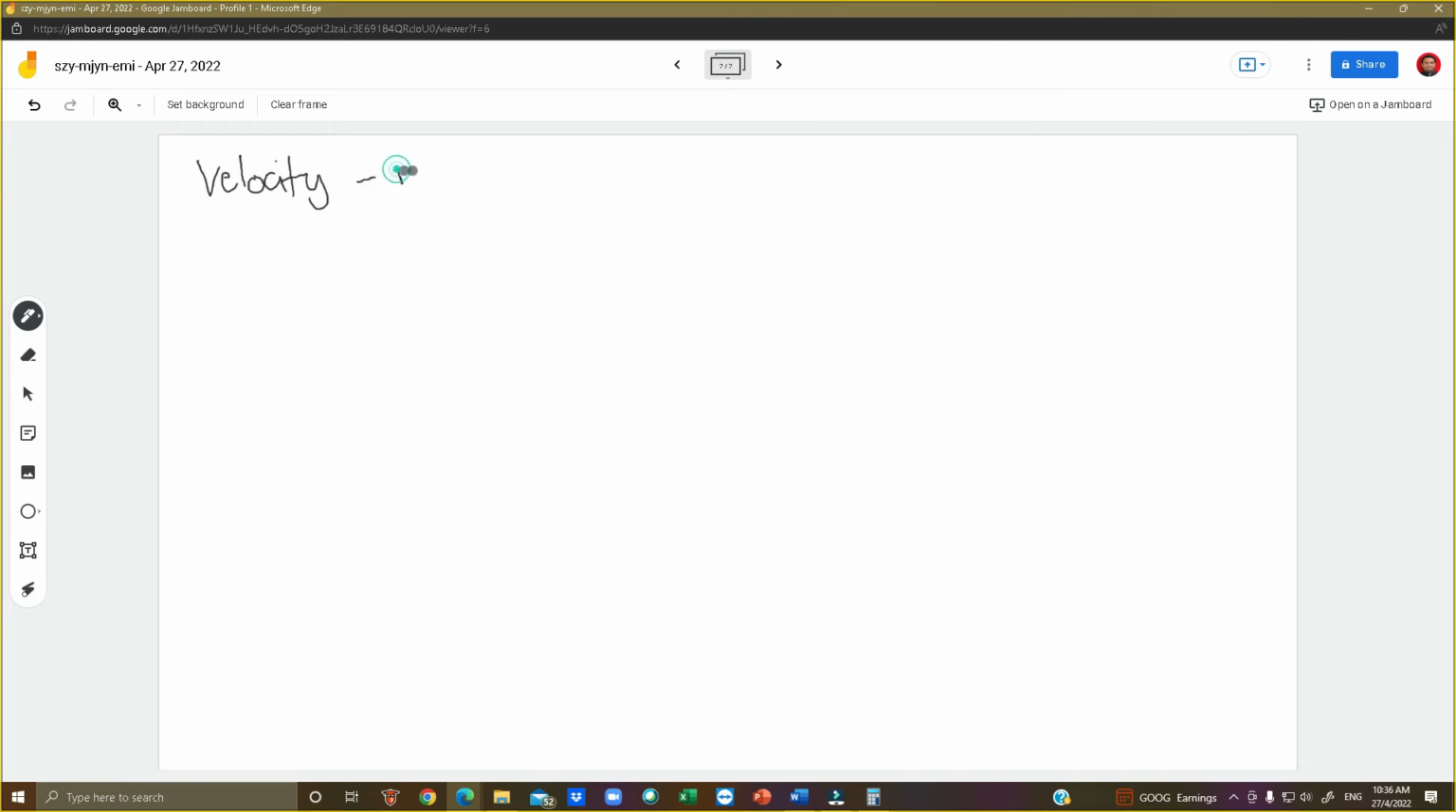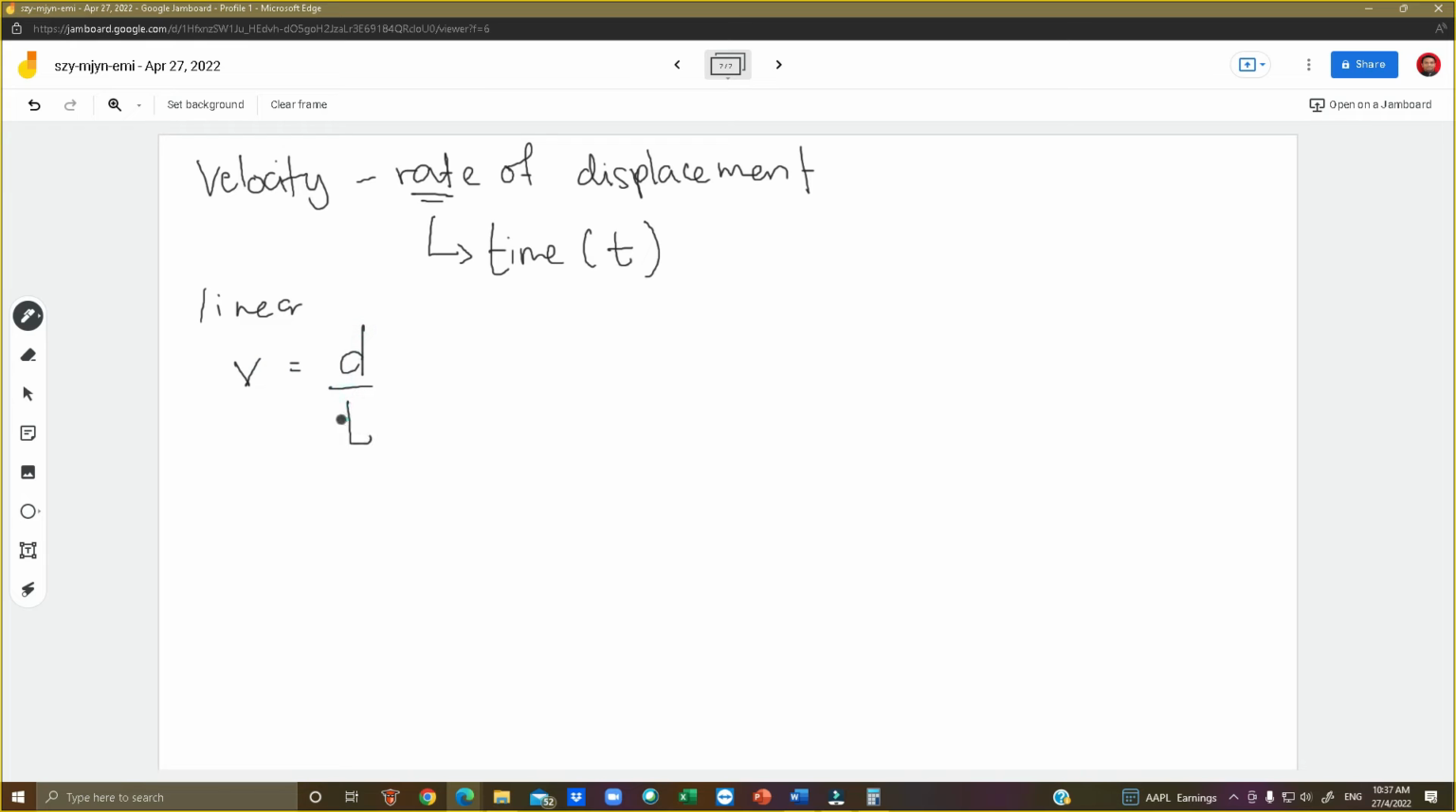Okay, so velocity is the rate of displacement. Jadi bila dah nama pun rate of displacement, we have rate here, it involves time, ataupun t. So velocity in linear case is v equals displacement over time. Kawan dia, speed equals distance over time. This is a case of linear dululah. Okay, displacement.